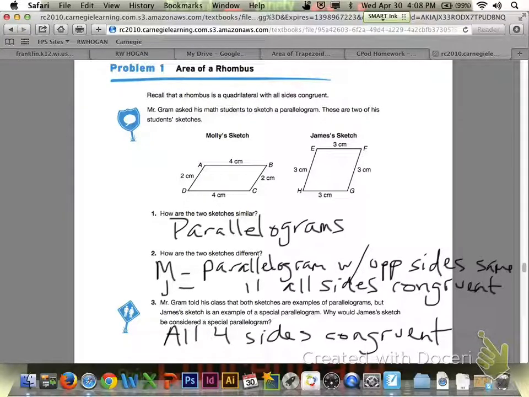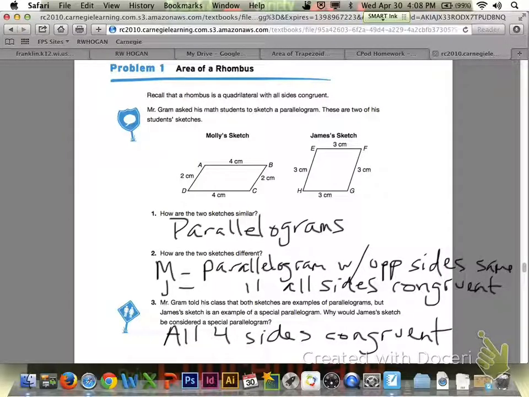Number 1 asks us, how are the two sketches similar? Both of the sketches are parallelograms. Number 2, how are the two sketches different? If you look at Molly's sketch, it is a parallelogram with opposite sides that are congruent. James's sketch is a parallelogram with all sides that are congruent.